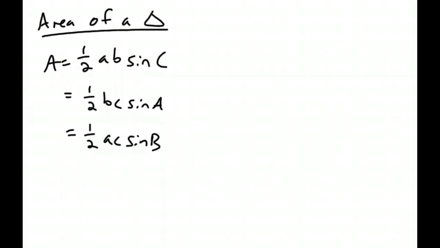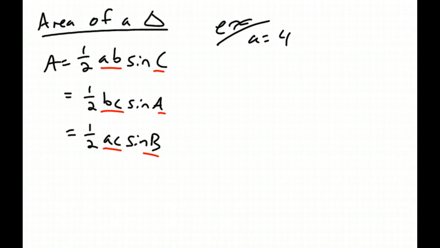Okay, also, we can use the law of sines to help us find the area of any triangle. Doesn't matter what the triangle is, as long as we have two sides and an angle that is not related to those two sides. So notice any pattern: BC sine A, AC sine B. The two sides that I use are not the angle that I use. For example, it gives you a is 4, b is 12, and angle C is 40 degrees, and it wants you to find the area of the triangle.